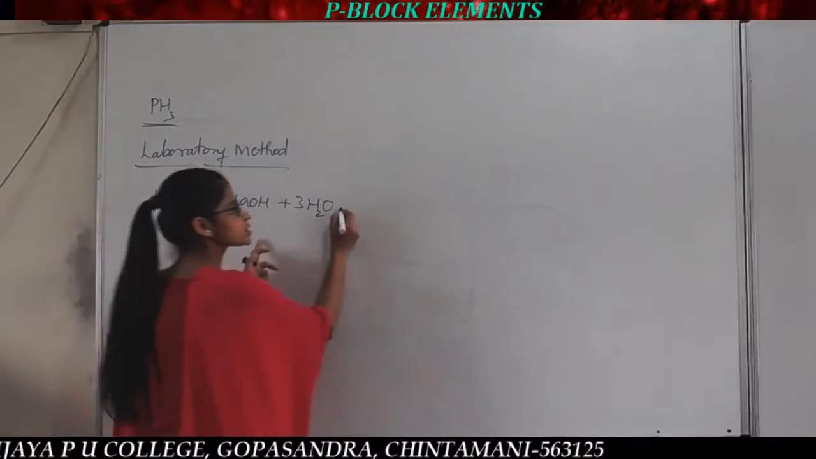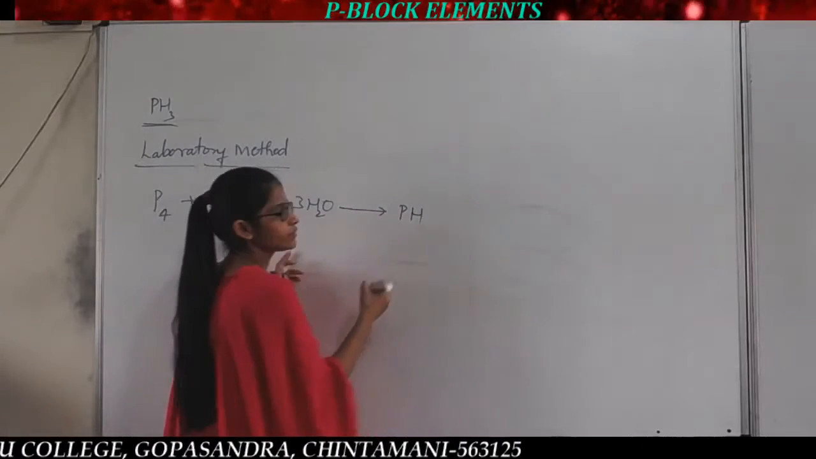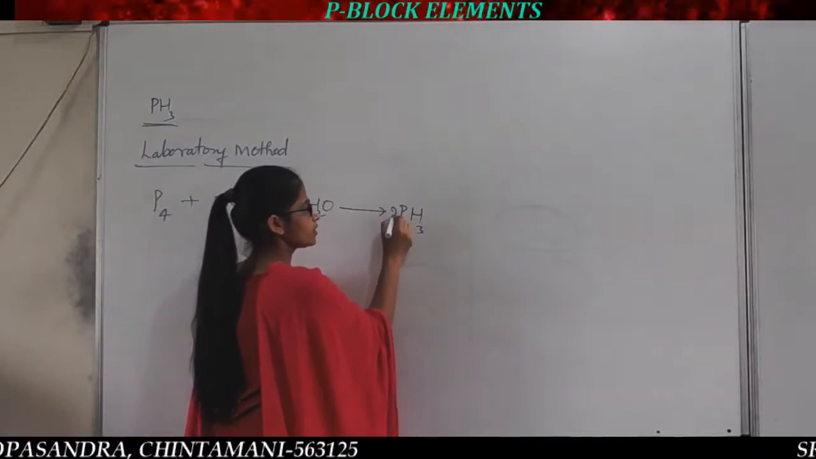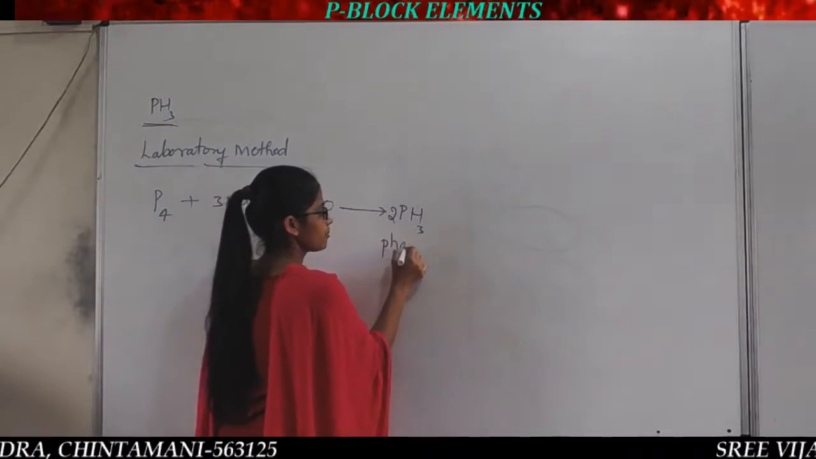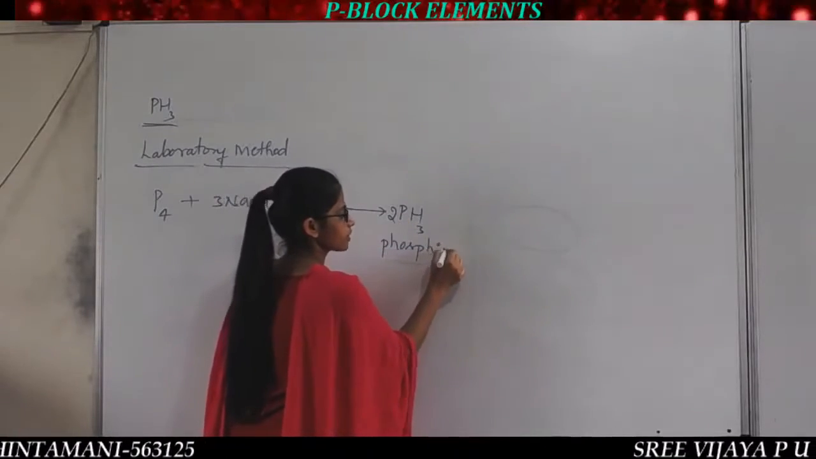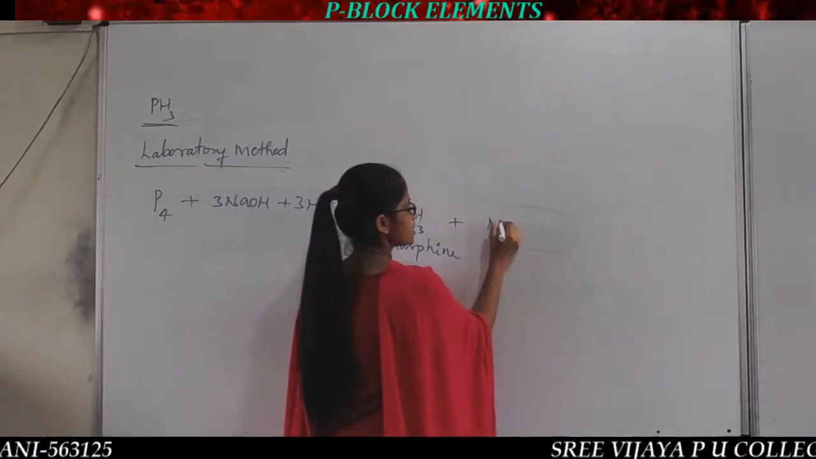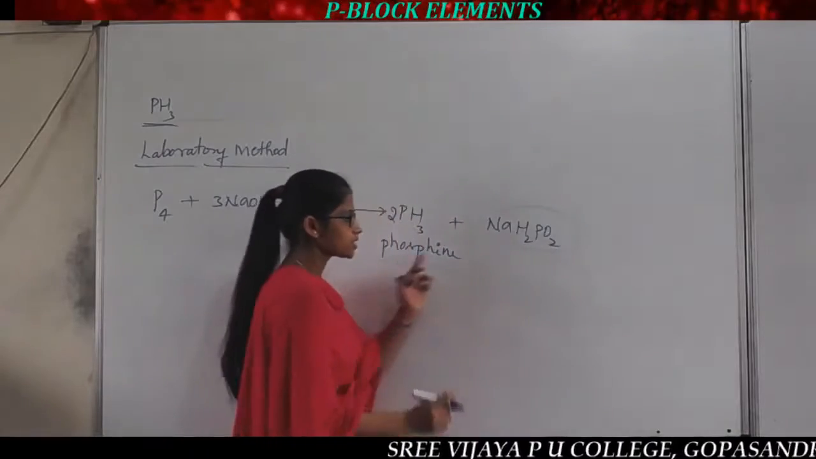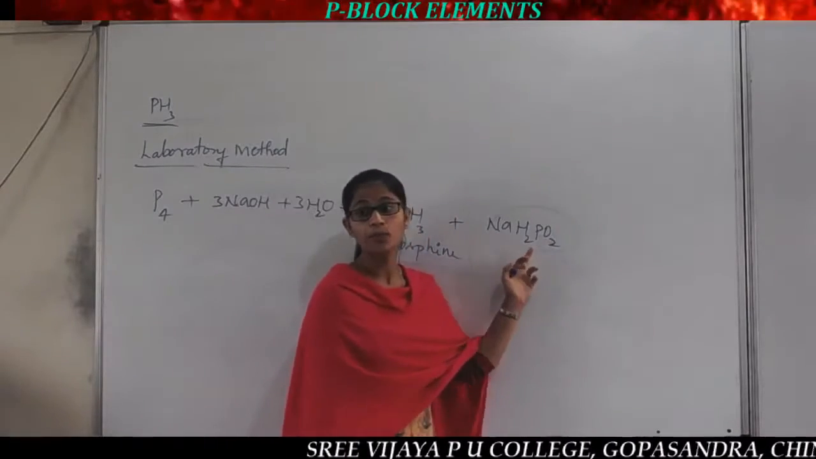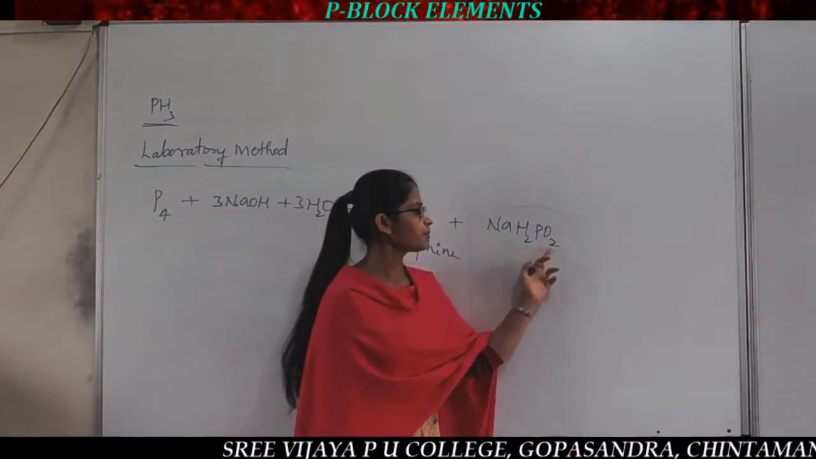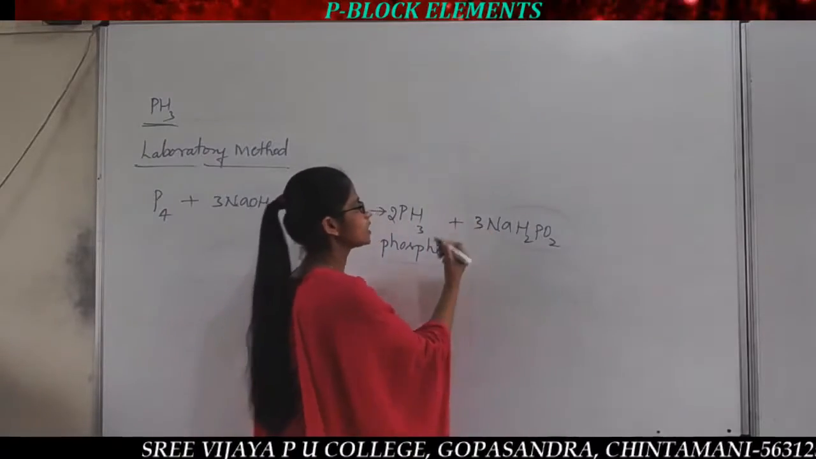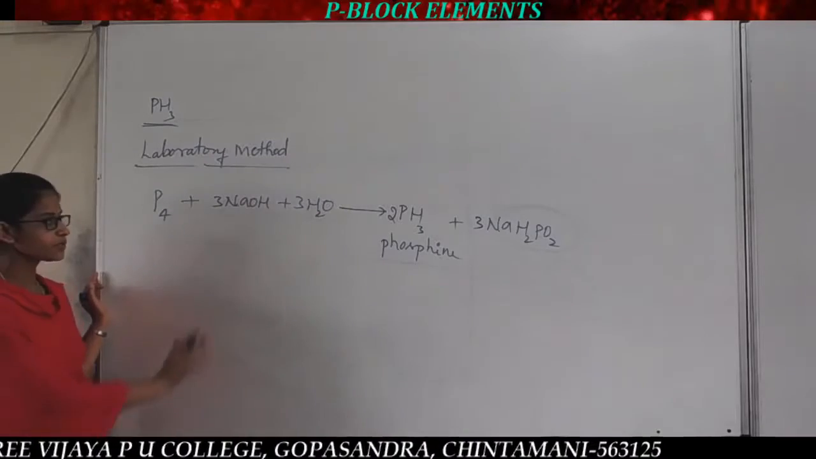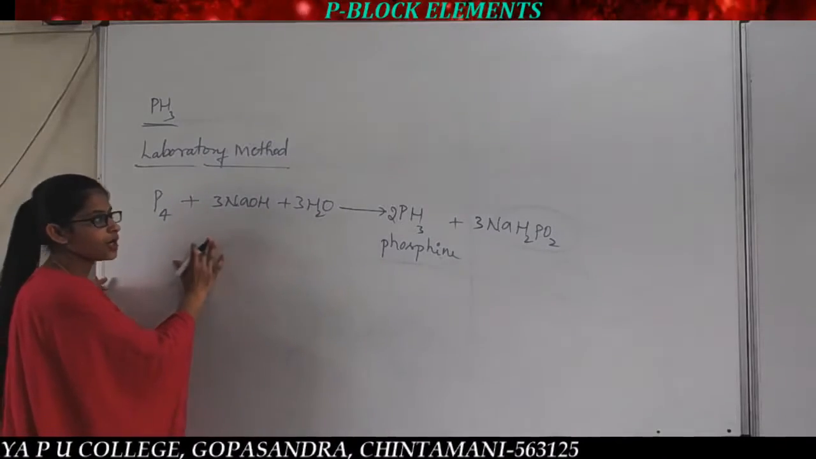So it produces one of the important compounds, phosphine. 2 molecules of phosphine are formed, with the elimination of NaH2PO2, which we call sodium hypophosphite. How many molecules? 3 molecules of sodium hypophosphite are formed. This is one of the methods for the preparation of phosphine.